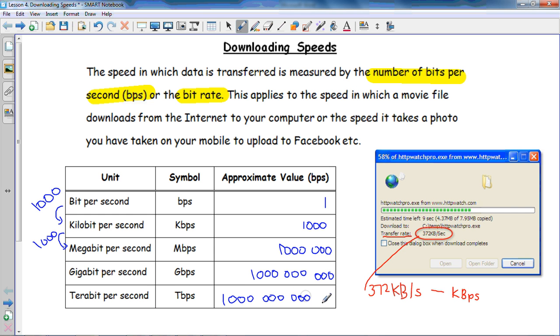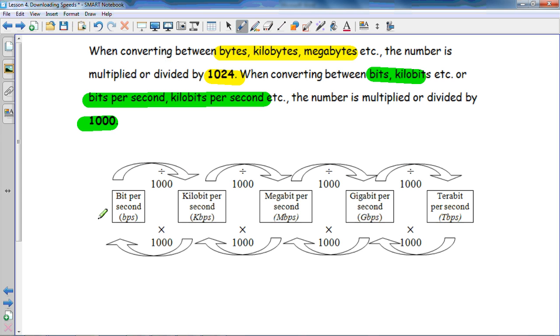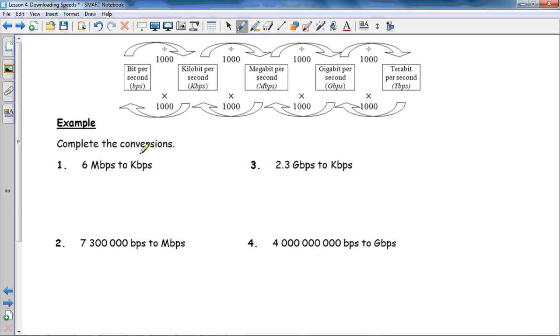12 zeros. So I've put this note here because it is very important that when converting between bytes, kilobytes, megabytes, we are multiplying or dividing by 1,024. However, when we're going between bits and kilobits, or bits per second and kilobits per second, it doesn't matter whether we're talking about the rate or just the simple bits and kilobits, we are multiplying and dividing by 1,000. This diagram here is similar to what we had for our bytes and kilobytes, so we know how to read that diagram. So let's go straight into an example.